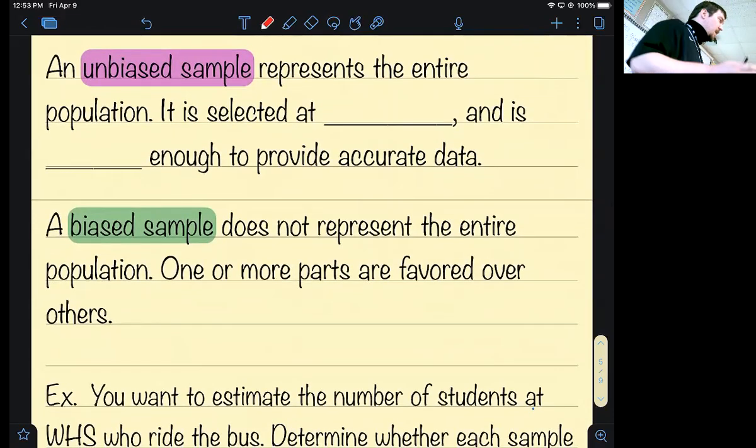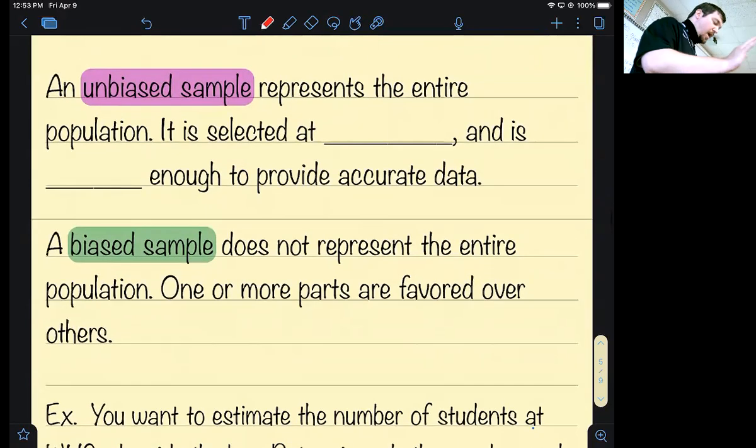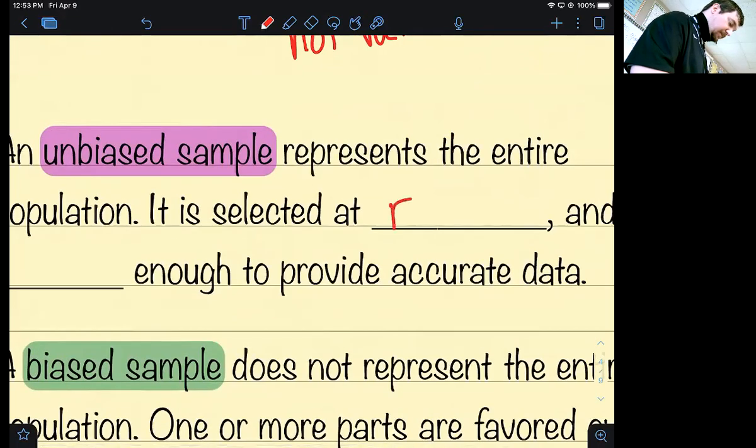All right, so we talked about these words already. An unbiased sample is actually what we're looking for. This represents the entire population and it's selected at random.